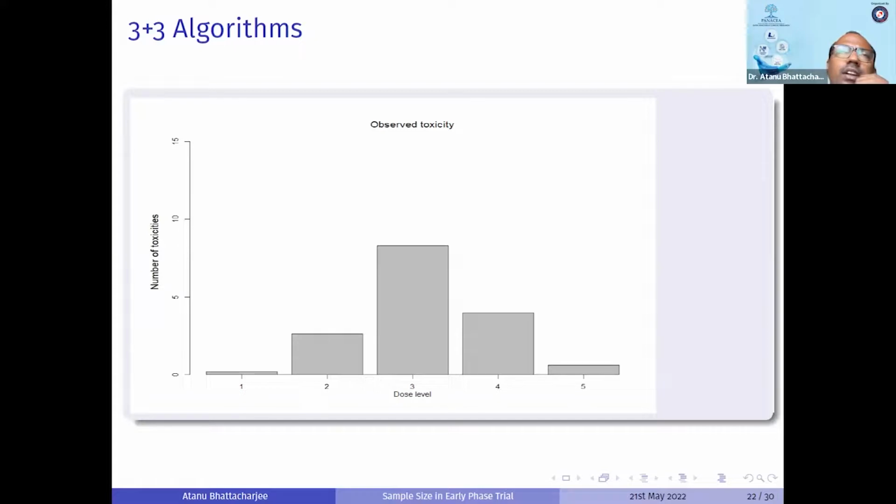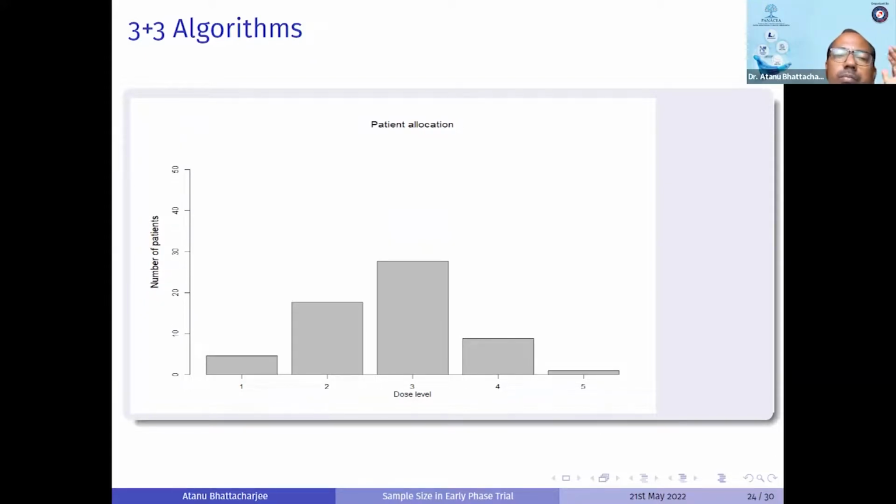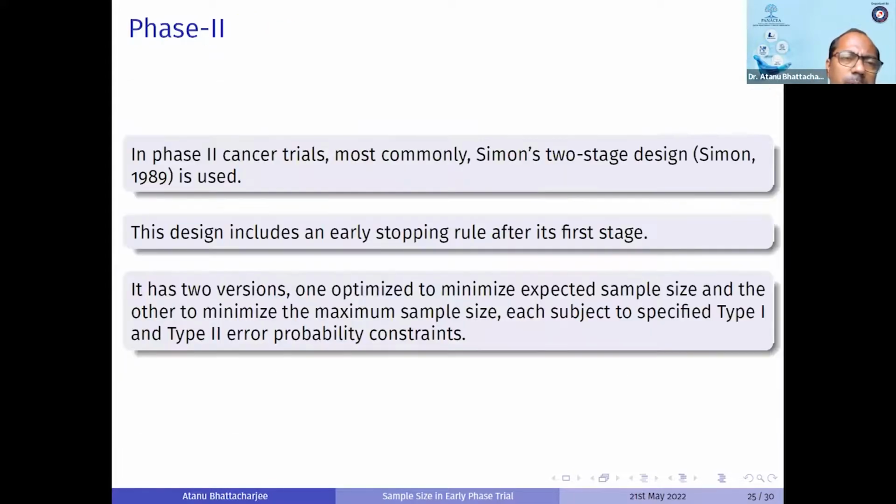These are the 3+3 algorithms again. Once you're conducting the 3+3 algorithm, generally you can see for a particular dose level how many people had toxicity, and you can present that number, or convert it into a percentage, and take a call. The number of patients allocated is also important, because how many patients are allocated to particular doses, you can present with simple histograms and take a call.